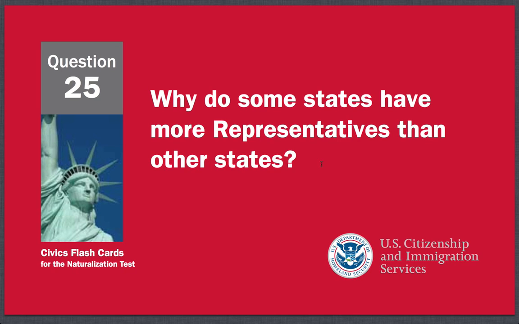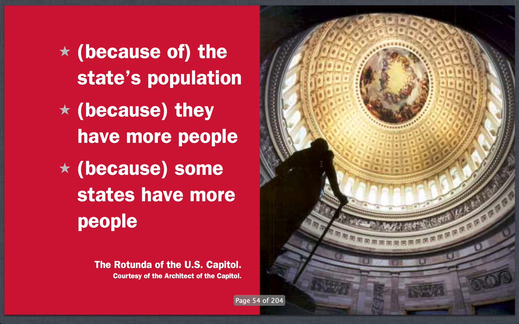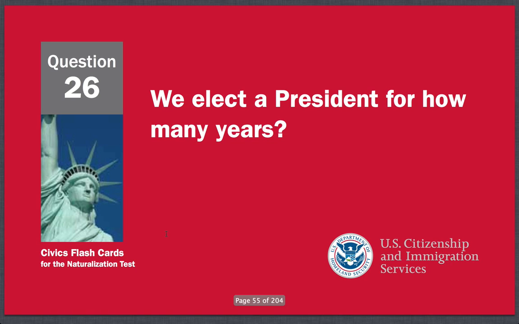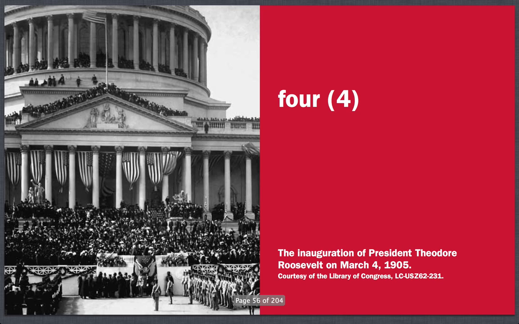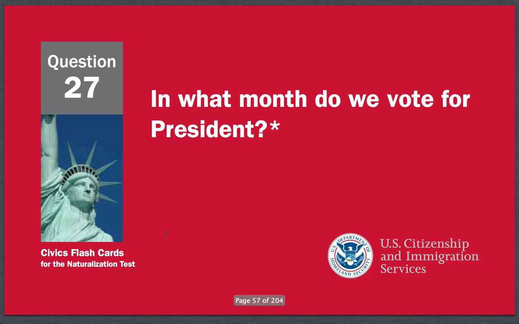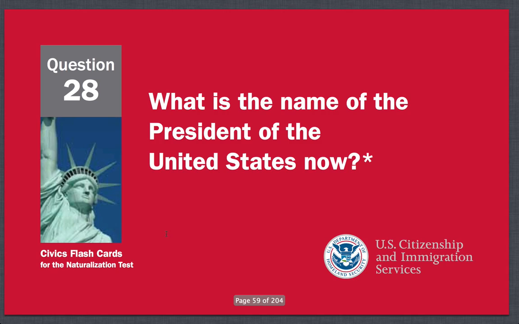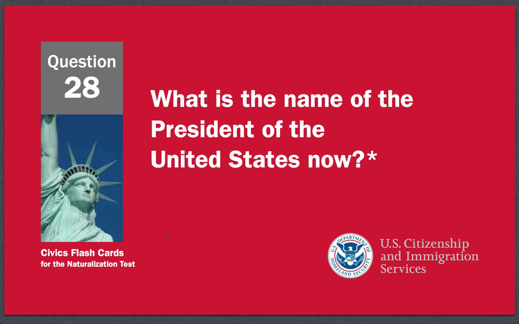Why do some states have more representatives than other states? Because of the state's population, because they have more people. These are 3 answers, actually the same answer, but you can say it differently. We elect the president for how many years? 4 years. In what month do we vote for the president? It's November.